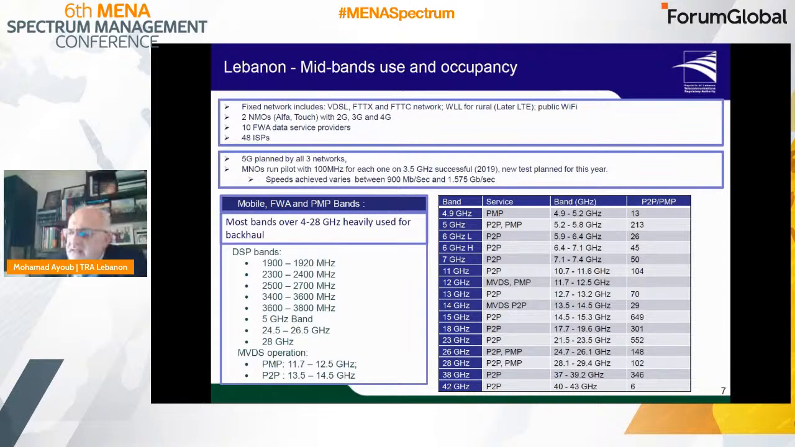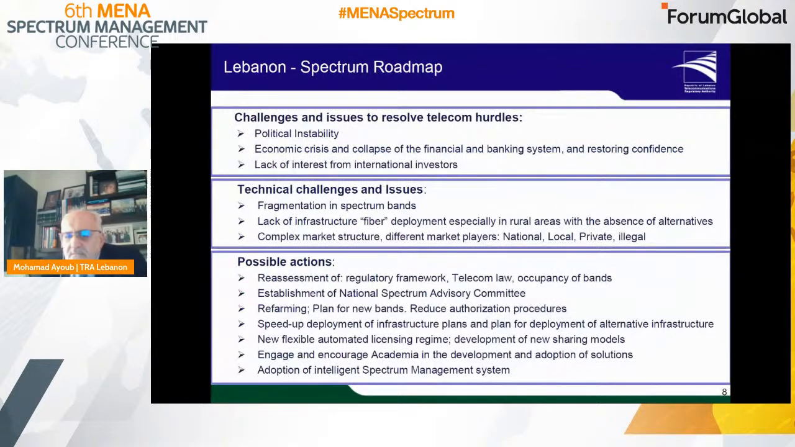5G is planned over the 3 networks, and here you see that all the bands are occupied for fixed services, up to 42 gigahertz. So next slide, please.